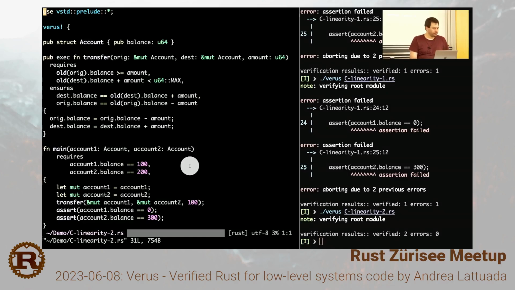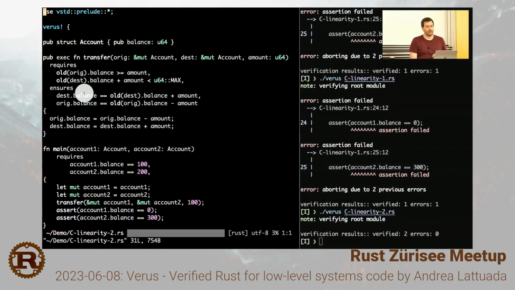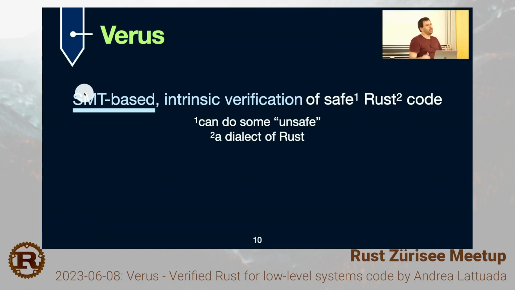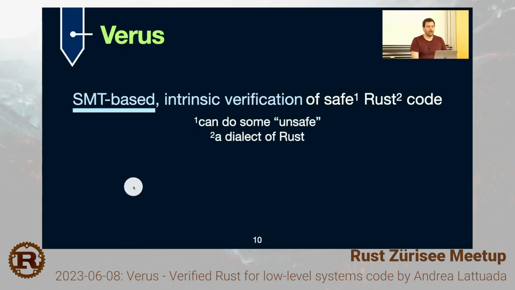Great. So that's intrinsic verification. A whole logic specification is a description of what happens before and after you call a function, for example. I said SMT-based as well, which is one of the possible techniques you can do verification of software. There's more manual techniques where you write the proof steps by hand. But as you can see here, this program, albeit simple, verifies automatically. And the way we do this is by leveraging an SMT solver.